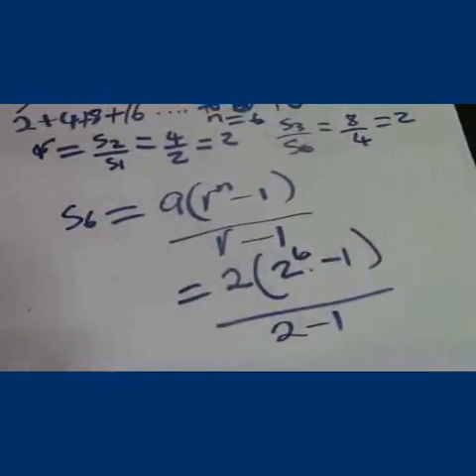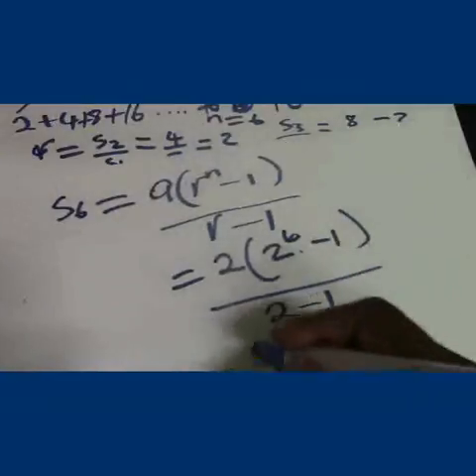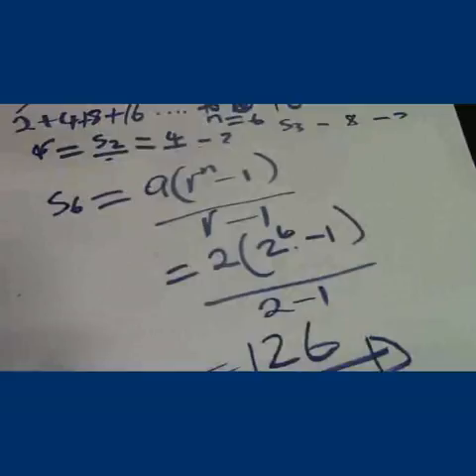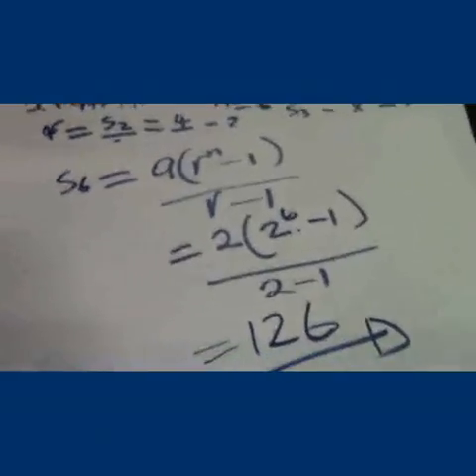I press the calculator. Okay, press your calculator and get the answer. 2 to the power 6 is 64, minus 1 is 63, times 2 is 126. What is our answer? 126. You see? So evaluating gives the sum of all these terms as 126.